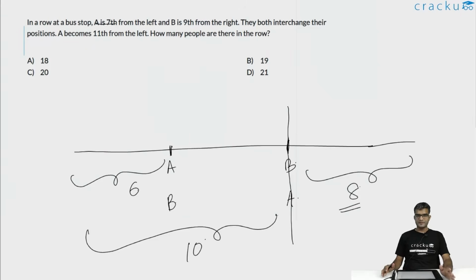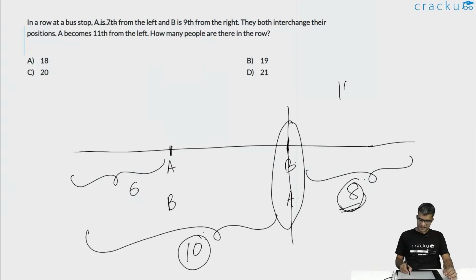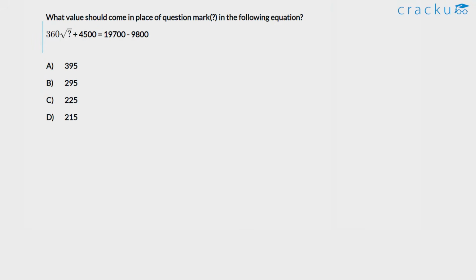So the total number of people in the row will be 10 plus 8 plus this person who is standing over here. Earlier it was B, now it is A. So the total is 10 plus 1 plus 8, which is equal to 19. So the answer for this question is option B.